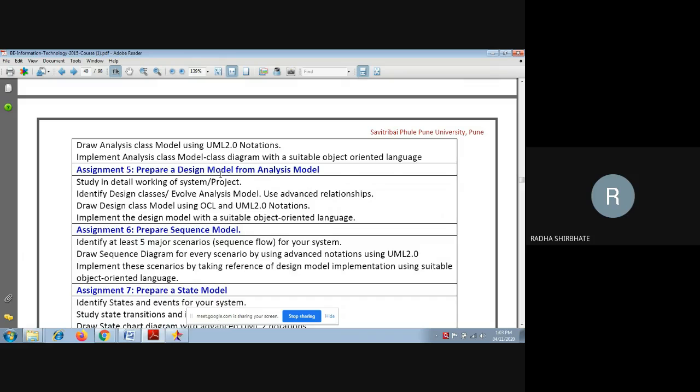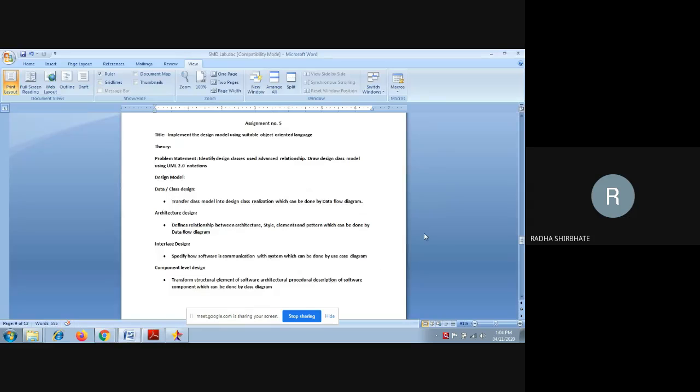That means we are identifying the requirements and converting them into design models. We have to choose which design model is sufficient for our system. So for that we are executing this particular assignment. Now let us see how to do this.